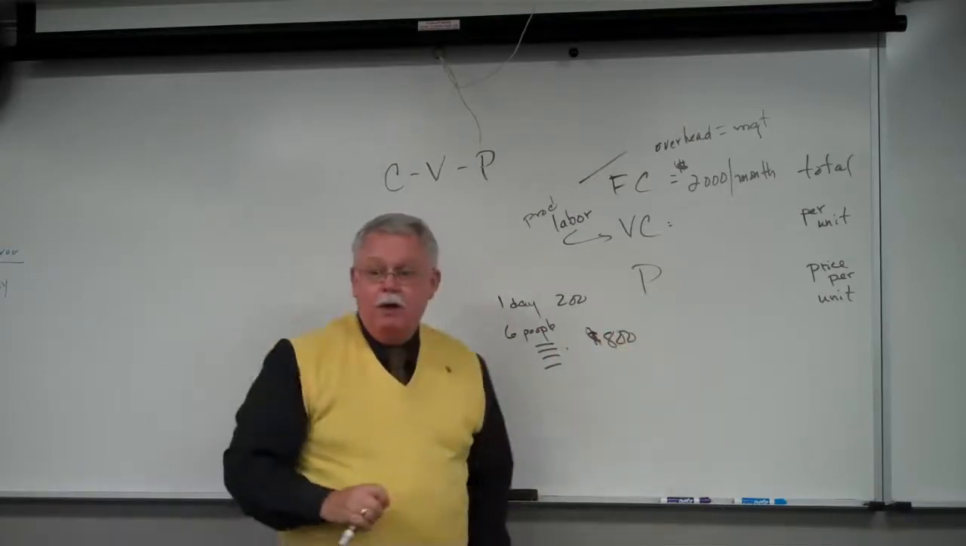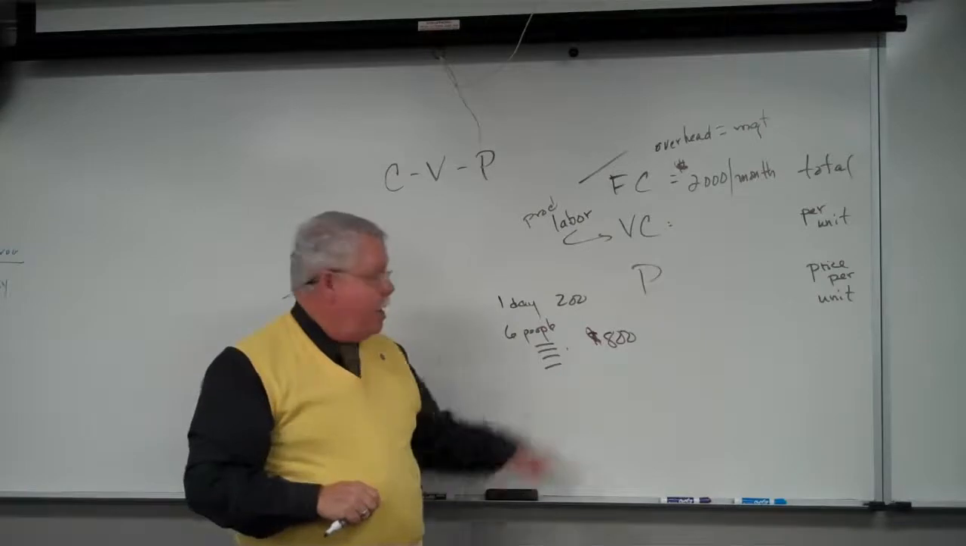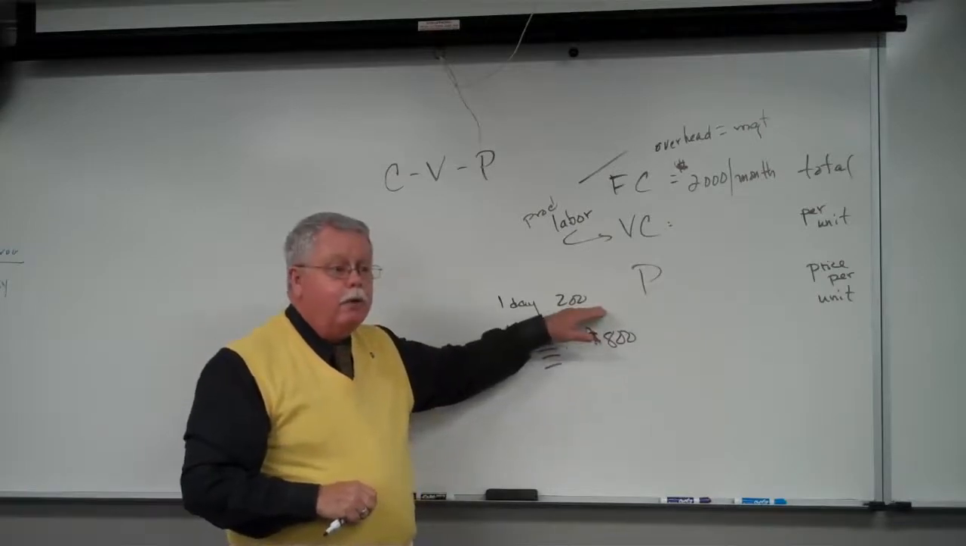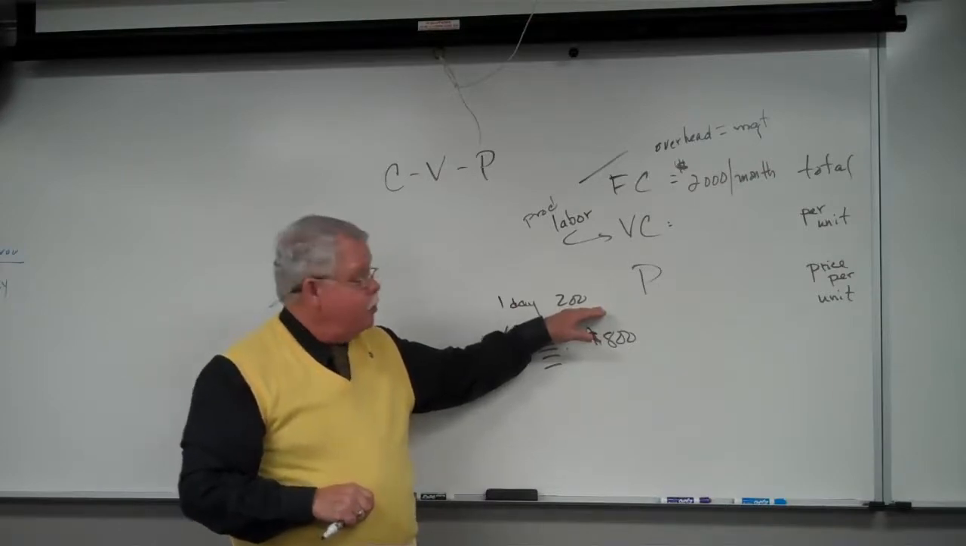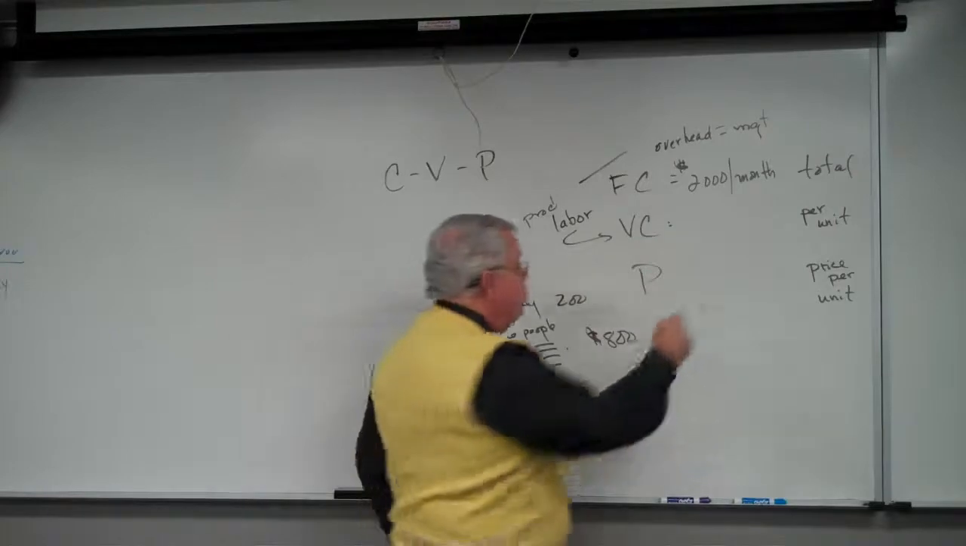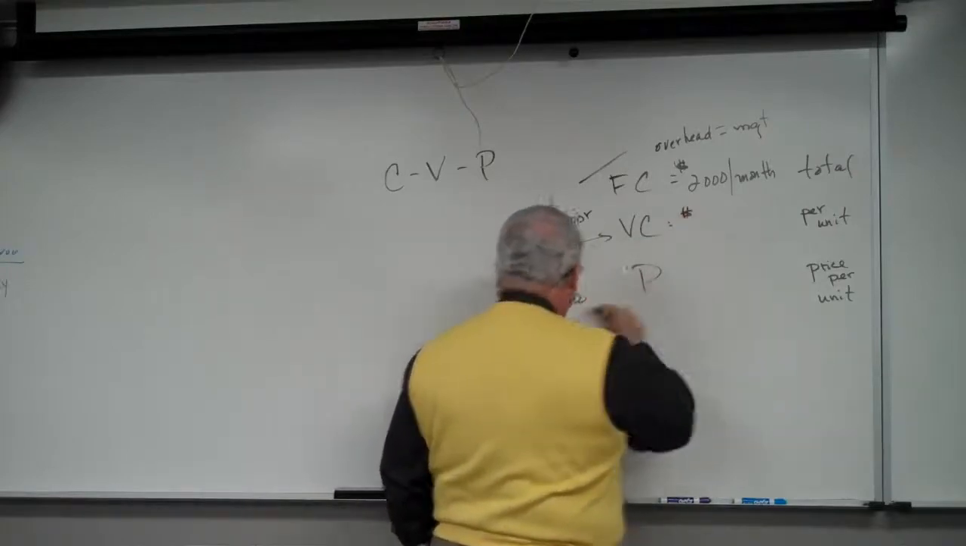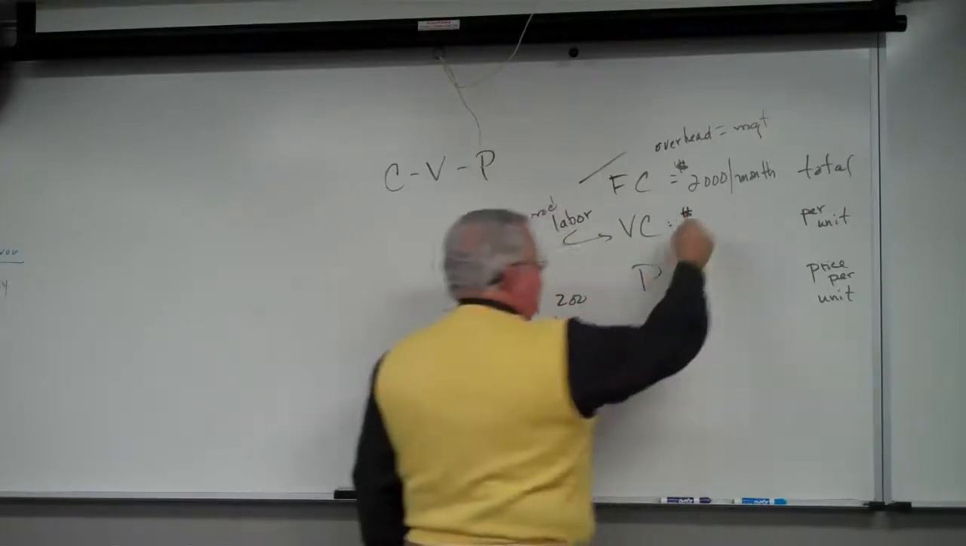What's it costing me? $800 to produce 200 games. $4 a game. You see that? So there's my variable cost. Let's say $4 a unit. Oh, plus materials, remember? $5 a unit.